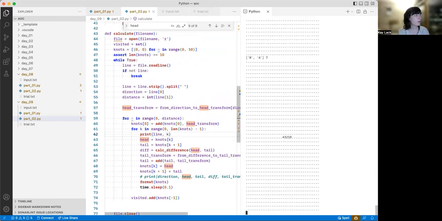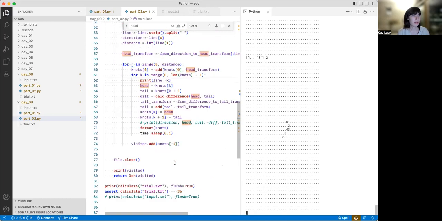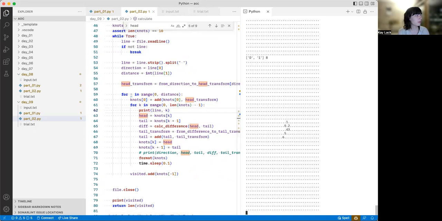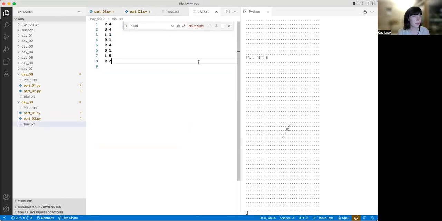Right 4. Left 3. Oh, no, wait. It's a different set of instructions. That's bloody why. Oh, my gosh. The things they make me do. Okay, we're good. Okay, great. We're actually getting somewhere now. I think we might match it.